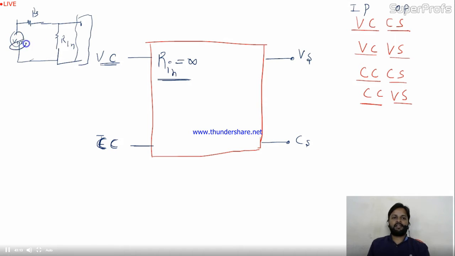Now what is your task? The entire input should occur over here at Rin. When is it possible? When Rin is infinity. When Rin is infinity, the entire voltage will come over here. And this is your amplifying circuit.